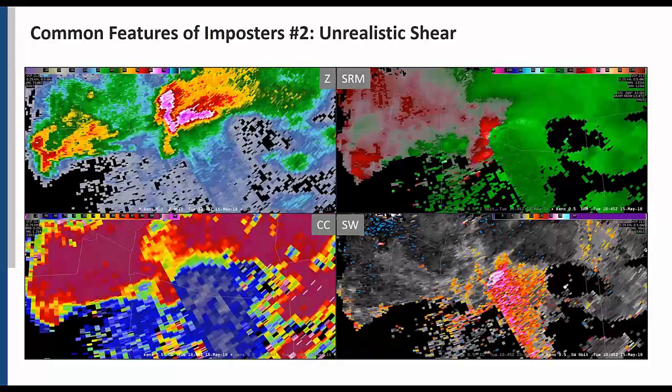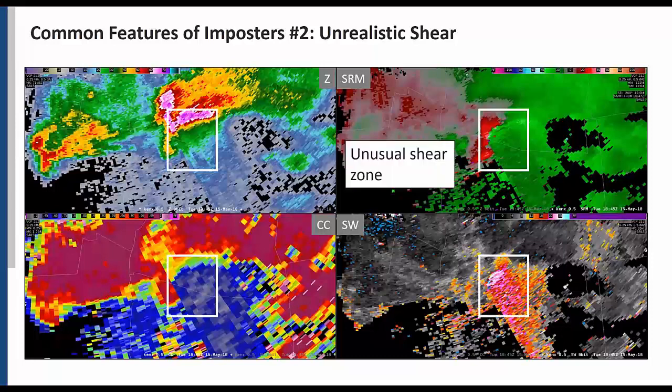A second thing we tend to see is unrealistic shear. This particular example has a couple of different unrealistic looking aspects to the velocity data, but what we see is an unusually long area of shear, and sometimes the magnitude is just not realistic.